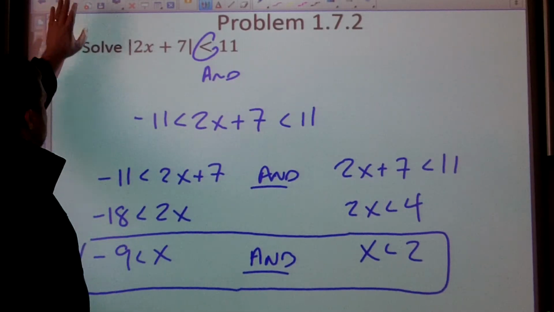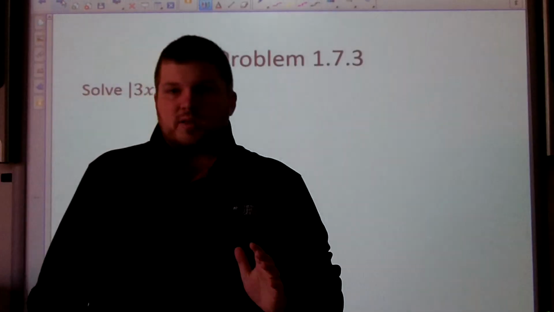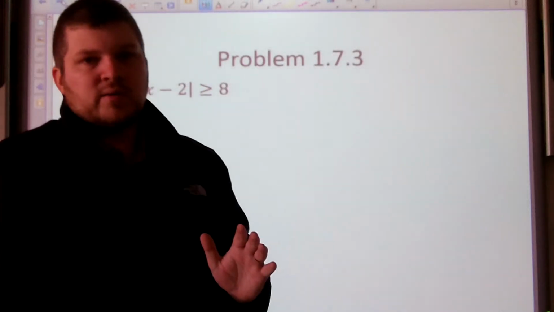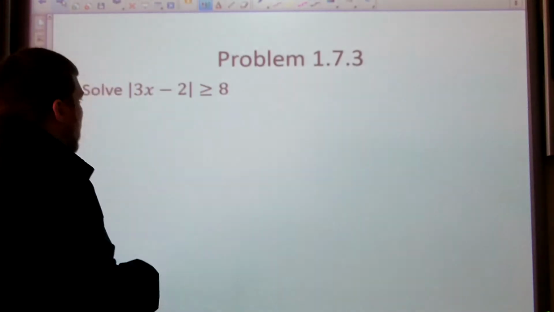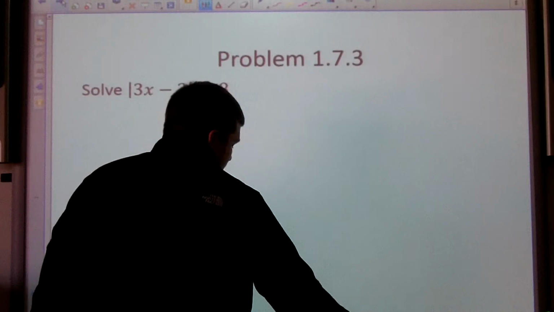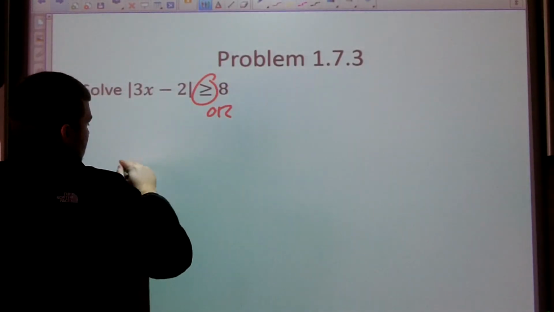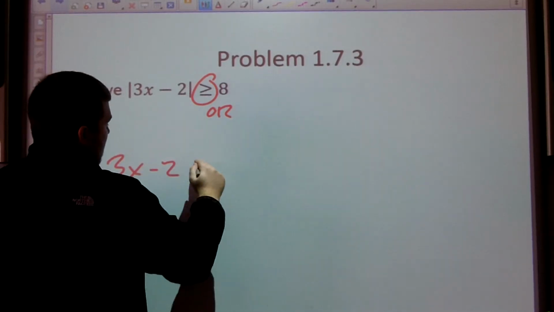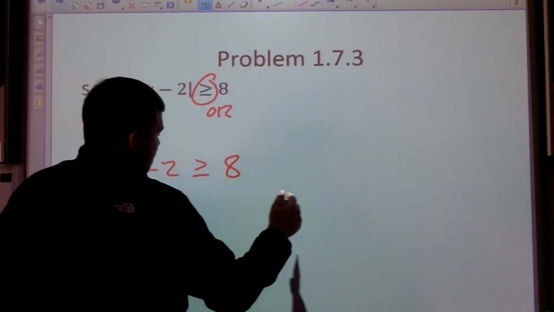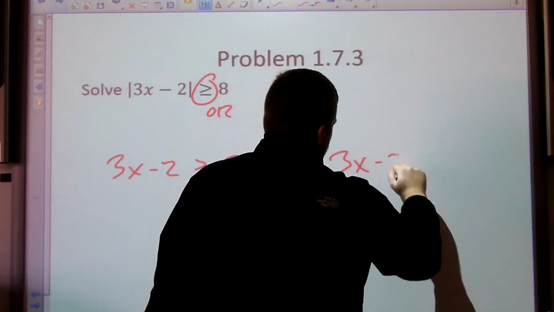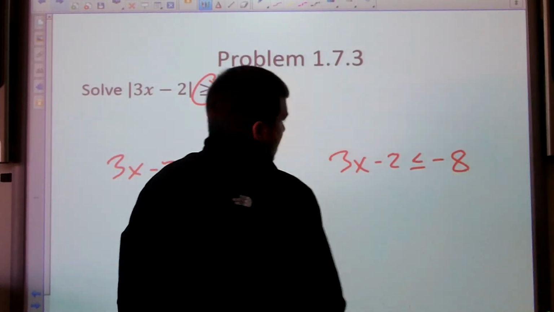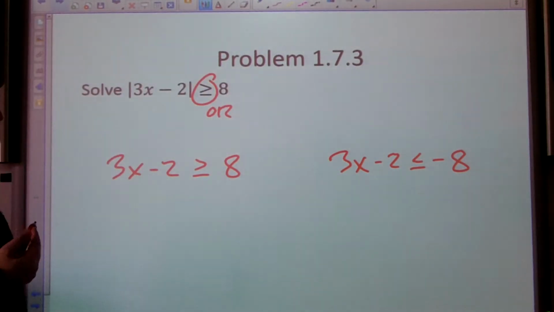So let's go on to another example. Notice I didn't graph it. We already talked about graphing in a previous video, so no need to do it again here. All right, so here I have greater than or equal to. So that's an or problem. So I have 3x minus 2 is greater than or equal to 8, or 3x minus 2 is less than or equal to negative 8. That's just using that rule we talked about on the previous page.